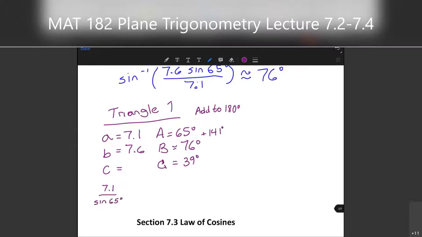over sine of 65. I do want to note here that I'm always going to be starting these laws of sines with the known angle and side that was given at the beginning of the problem. As a rule of thumb, that's the best way to go about it, so we're not making unnecessary roundings in our problems. So we'll take that ratio every time, since it was given. And so we'll have side length C, then sine of 39 degrees.